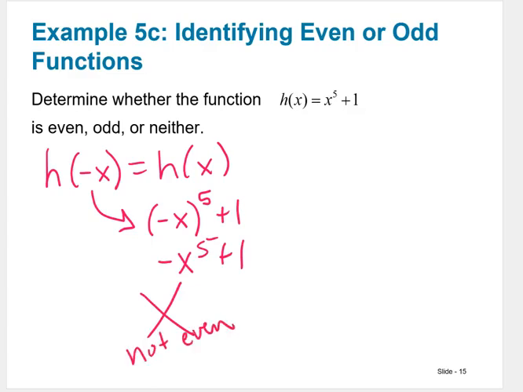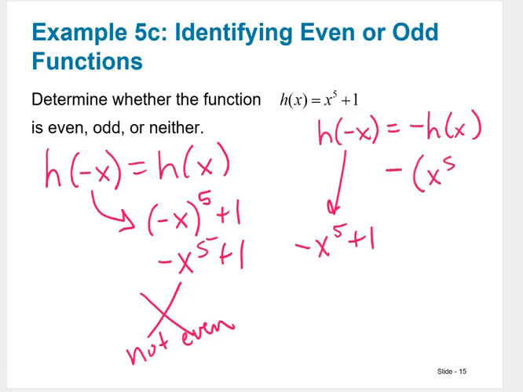Okay, so let's see if it's odd. If it's odd, that means we want h of negative x to be the same thing as negative h of x. So we just plugged in h of negative x over here, right? So we know that this side is going to be negative x to the 5th plus 1. Now we have to see, does that give us the same thing as the opposite of our function? So the opposite of our entire function. I'm going to distribute that negative, and I get negative x to the 5th minus 1.